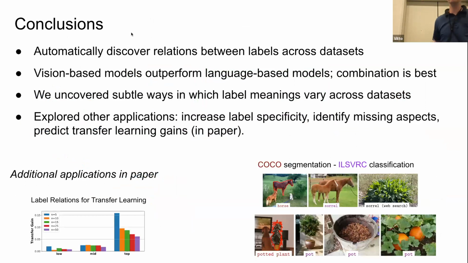So in conclusion, I showed you a method to automatically discover relations between labels across datasets. Vision-based models outperform language-based models. The combination is best, so you really cannot solve it only with language. There are very subtle ways in which label meanings vary across datasets, which we illustrated. And there are various applications I show here, and even more in the paper.